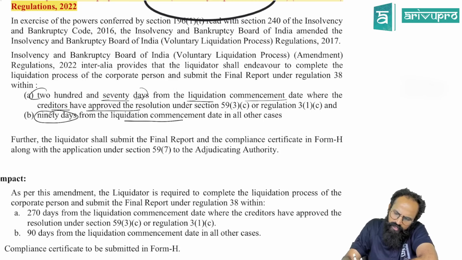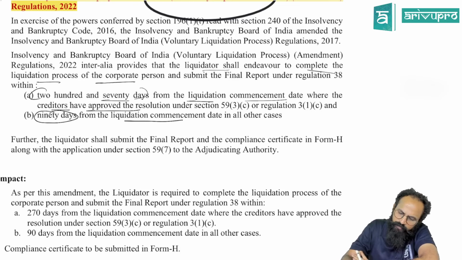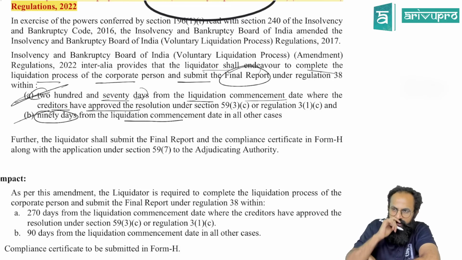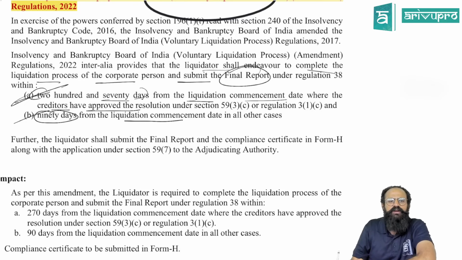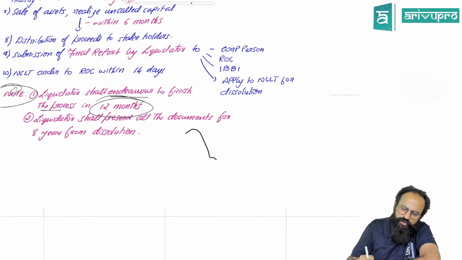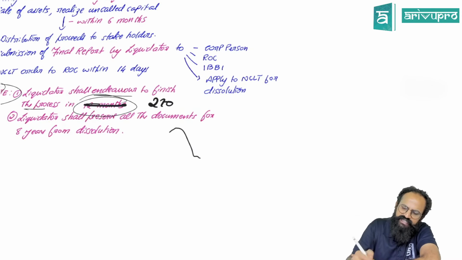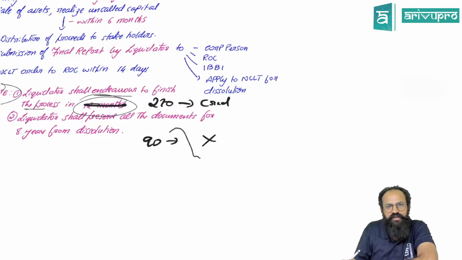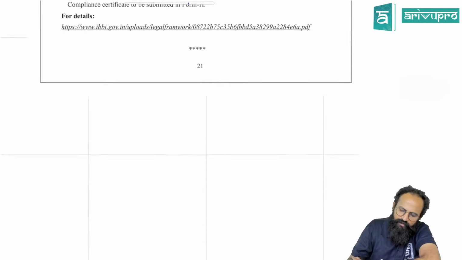Insolvency, okay. The liquidator shall endeavor to complete the liquidation process of the corporate person and submit the final report within 270 days or 90 days. 270 days wherever you need creditors' approval, 90 days in all other cases where you do not need creditors' approval. So the change here is just that you can make it 270 days and 90 days, as the case may be. Clear? That's all. That's your amendments, nothing else.